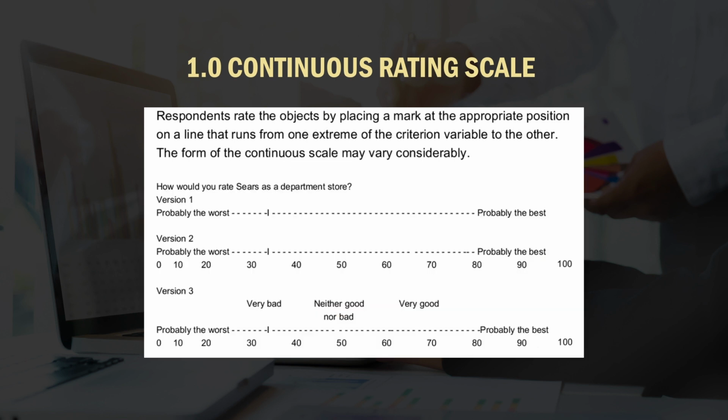How would you rate Sears as a department store? Version 1: probably the worst, probably the best. Now you see that probably the worst is 0, and probably the best is 100. So worst is 0, best is 100. Now version 3 is very bad, neither good nor bad, very good. So probably the worst is 0 and probably the best is 100. So this is the way of continuous rating scale where you can judge the thing.